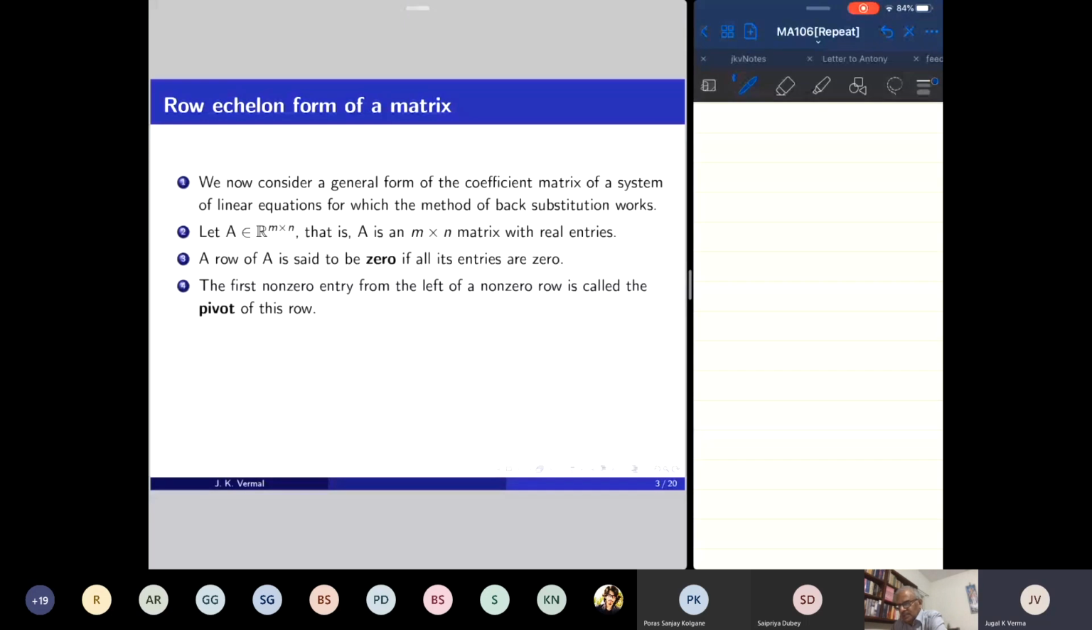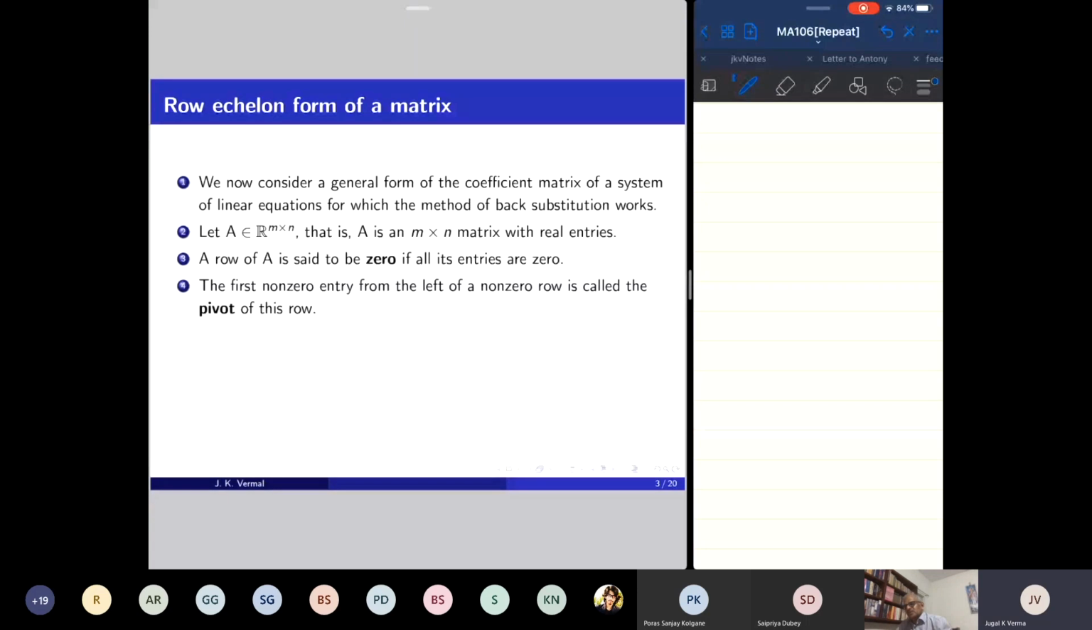So if all the rows are 0, there is nothing to do. There are no non-trivial equations to solve. And if there is a non-trivial equation, that means some coefficient of some variable must be non-zero. So we look at the first non-zero entry from the left of a non-zero row. So there is a non-zero row in the coefficient matrix, and we look at the first non-zero entry from the left. This is called the pivot of this row.